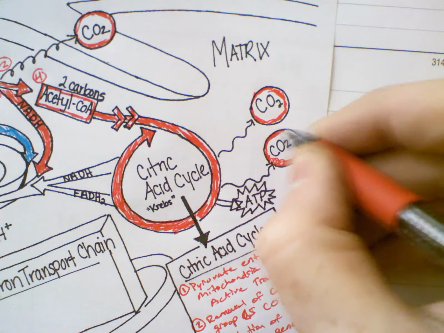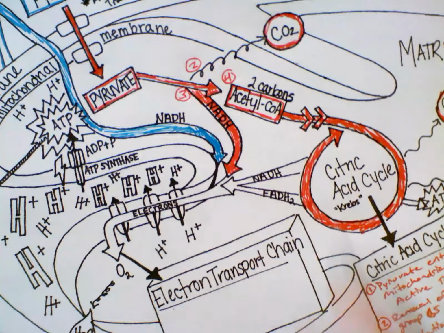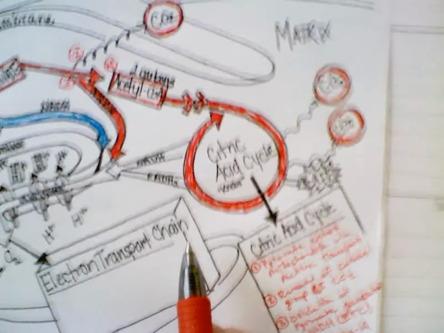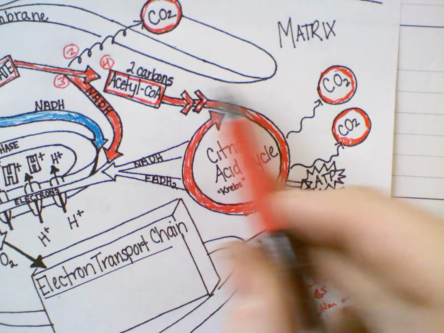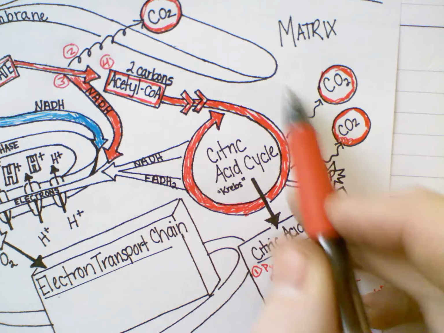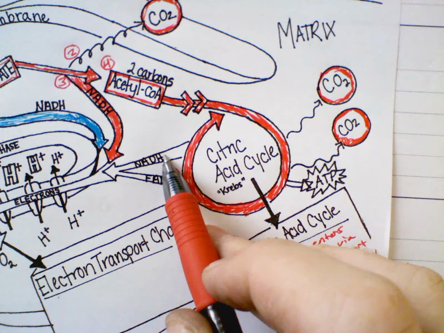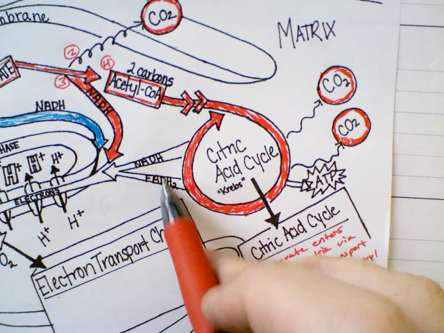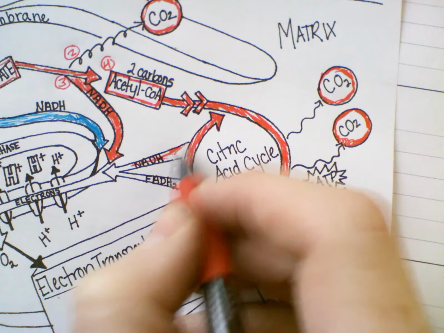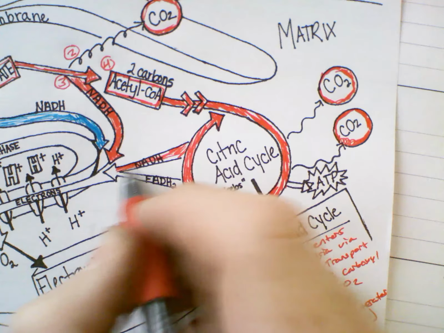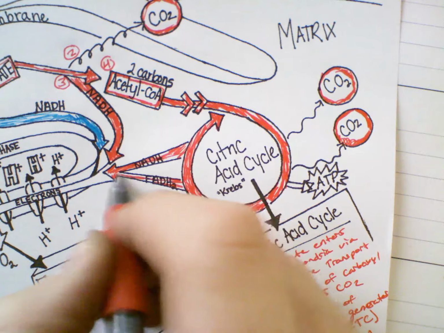How do those electrons then get moved to the electron transport chain? NADH and FADH2. So we oxidize this acetyl coenzyme A. The electrons get removed. We release carbon dioxide, and then those electrons get attached to our NADH and FADH2. Okay. And then those get transported to, guess where? The electron transport chain. We're just harvesting energy and delivering energy.